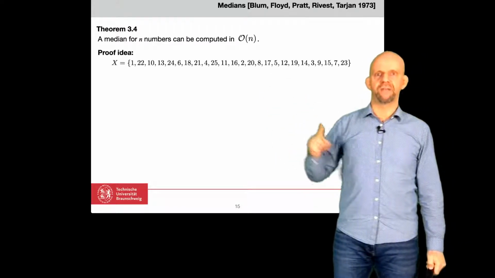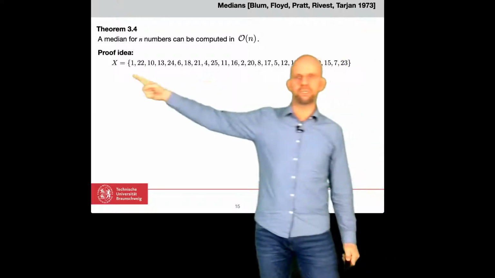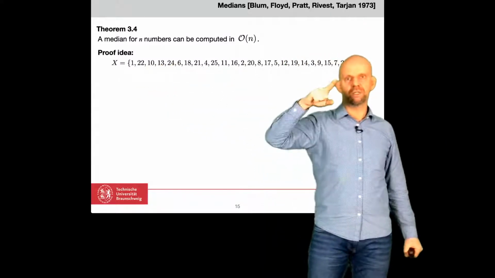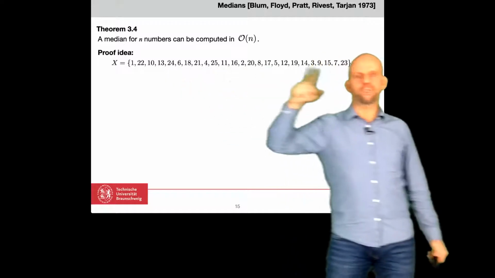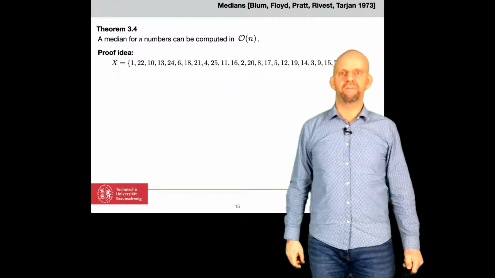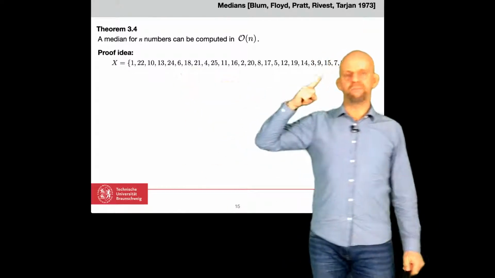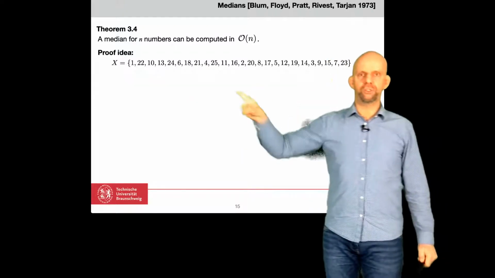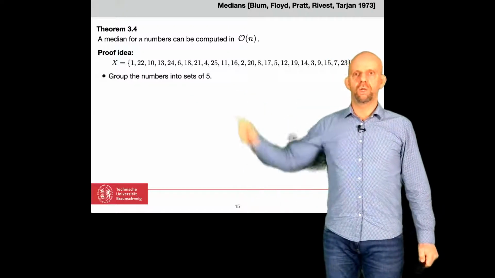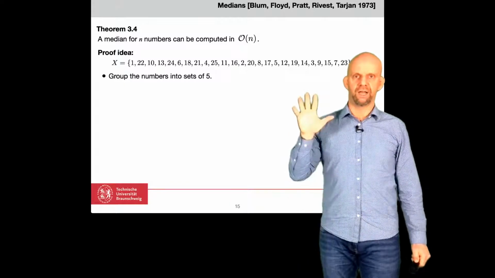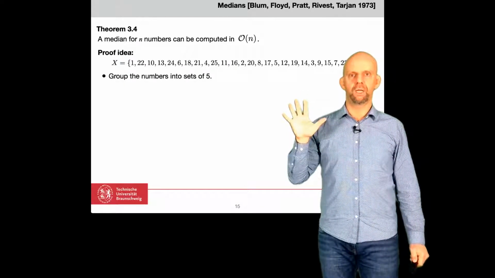You start with a set of numbers. Here you see them. They're not sorted, definitely not sorted. When you count them, it's a set of 25 numbers. These 25 numbers are not in order, but the first thing that you do is you group them into sets of 5. Okay? Let's do that.